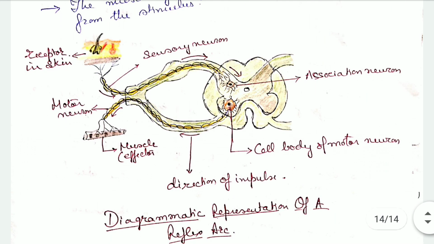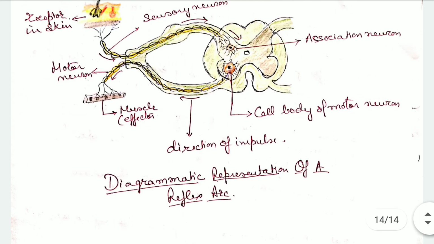From the diagram you can see the receptor, the skin, which feels the sensation. That is carried by the sensory neuron to the spinal cord, passed on by the association neuron, then passed on to the motor neuron, through which the impulse travels and reaches the muscle. So this is the end of the nervous system chapter.